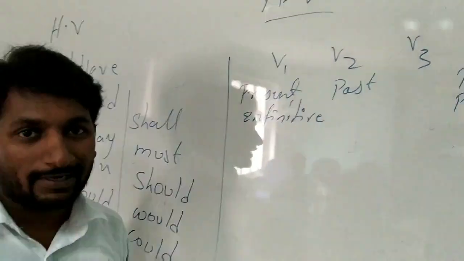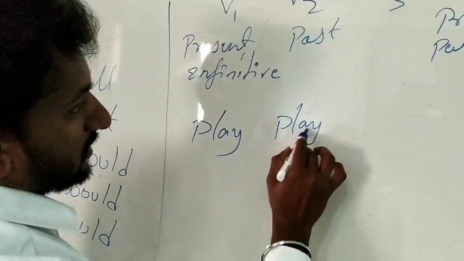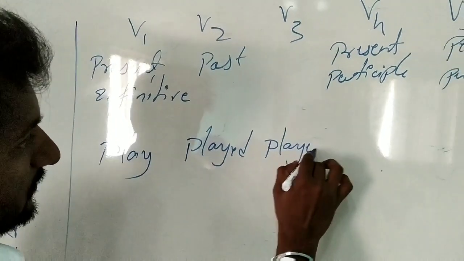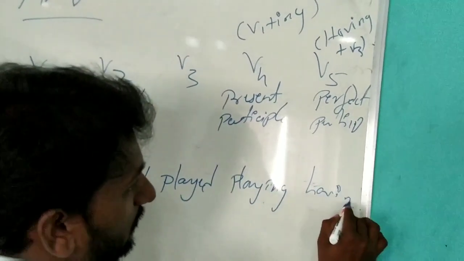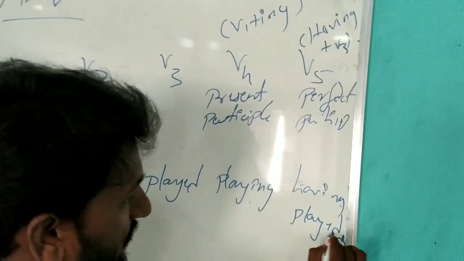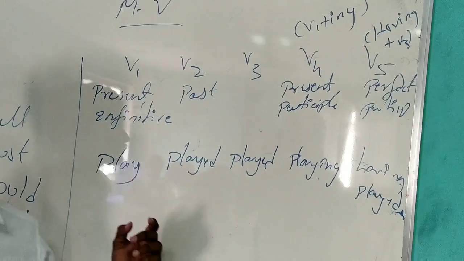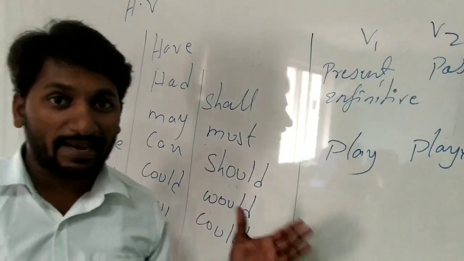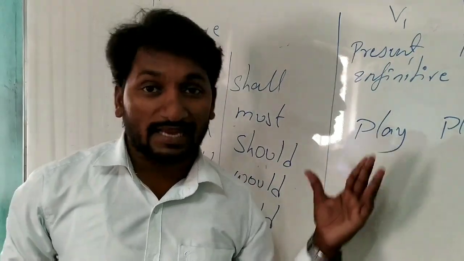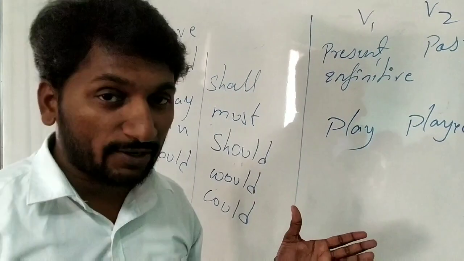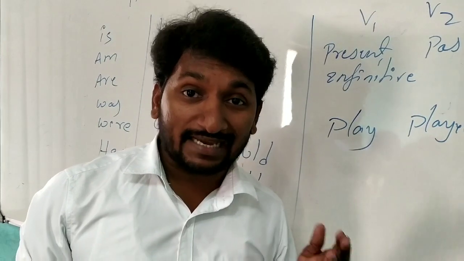Well, let me come up with one small example so that you can understand better. So play, played, and playing, and having played. So having plus V3 is called having played. So these are all the five forms of verbs, okay. So let me tell you the difference between the helping verbs and the main verbs. The main verbs are actually used to express actions, okay. We use these main verbs, V1, V2, V3, V4 and V5, in all tenses, active voice, passive voice, conditional sentences, direct and indirect speech, okay.